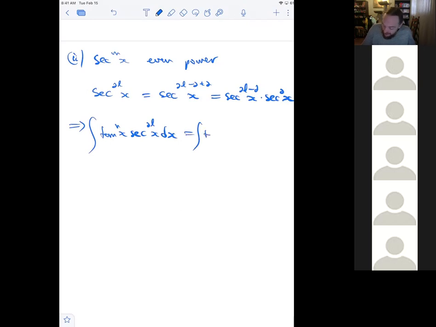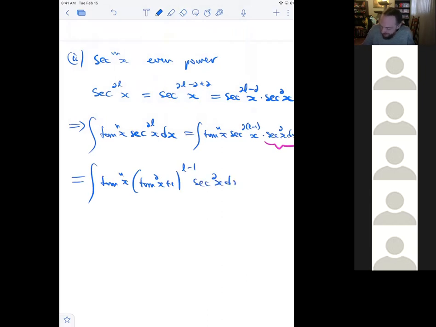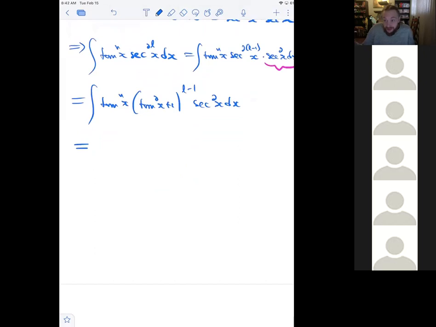I can write this as the integral of tan^n x secant squared to the l minus 1 x times secant squared x dx. It's also even, so even though I've stolen two of them to make my differential, I can still get rid of all of the secants. This will now be equal to tan^n x, secant squared is tan squared plus 1, to the l minus 1 now times secant squared x dx. I can now make my substitution, which I knew I was going to do. This will be the integral of w to the n, (w squared plus 1) to the l minus 1 times dw. And then we FOIL everything out. We're off to the races.